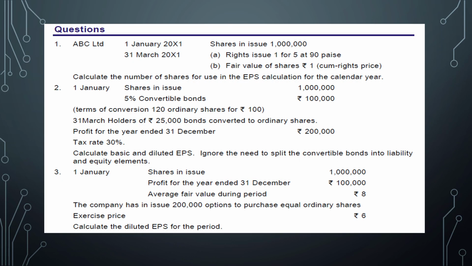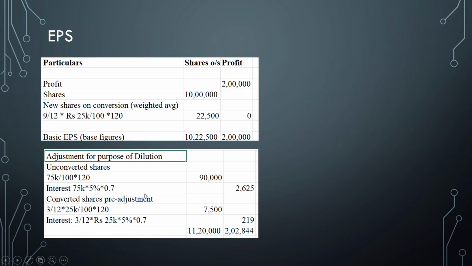So moving on to the last question, the most important question, but remember, the second is very important out of all the three. On 1st January, shares in issue are 10 lakhs and profit for the year ended 31st December is rupees 1 lakh. Average fair value during the period is rupees 8. The company has in issue 2 lakh options to purchase equal ordinary shares. Exercise price is rupees 6. Calculate the diluted EPS for the period.